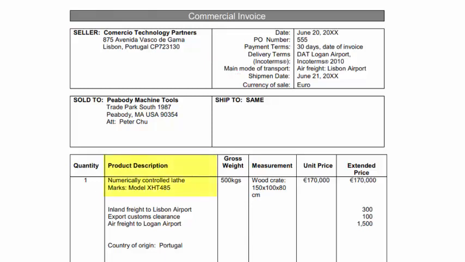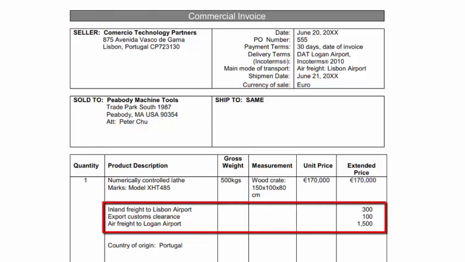Moving down. Product description, where we're looking for a good, solid, easily classifiable product description, a numerically controlled lathe. Customs requires marks as well. There's a model number there. We have gross weight in kilos, that's allowable by customs. We have measurements in centimeters, also allowed by customs. Unit price of 170,000 euro, using that euro symbol. And then customs also requires any additional charges itemized in the body of the invoice.